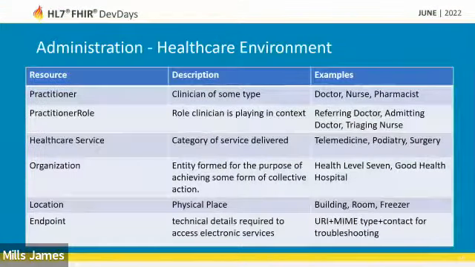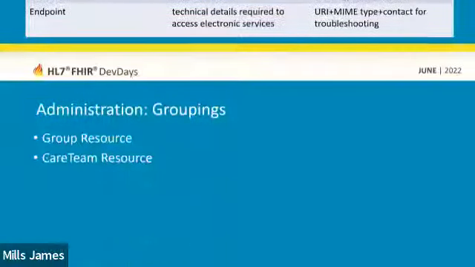Okay, let's keep going on our tour. Let's look at some more resources used in the healthcare environment. Some more of these nouns. We have the practitioner I mentioned before, a clinician of some type, and practitioner role, a role the clinician is playing in context. The service, a category of service delivered, an organization that's somehow involved, a location that's somehow involved, and a technical endpoint. These are all examples of different entities that play a role in healthcare.